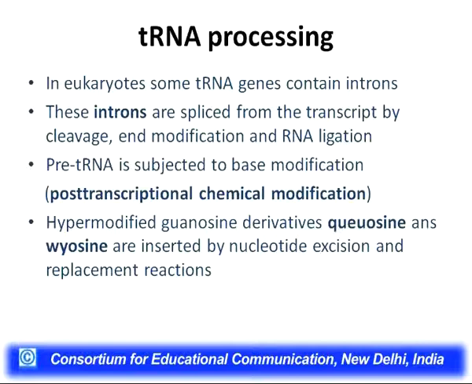After this has been done, the pre-tRNA molecule is subjected to a number of base modifications, and this process is known as post-transcriptional chemical modification, wherein bases like dihydrouridine and pseudouridine are formed after the pre-tRNA has been cleaved and a mature tRNA has been generated. Also, hypermodified guanosine derivatives like eosine and wyosine are inserted into the tRNA by nucleotide excision and replacement reaction.